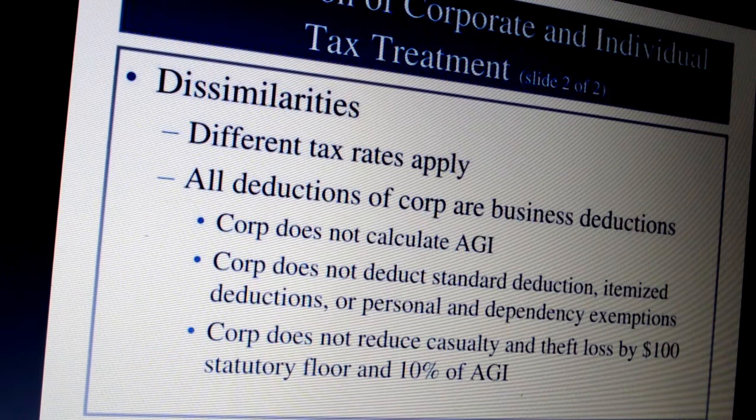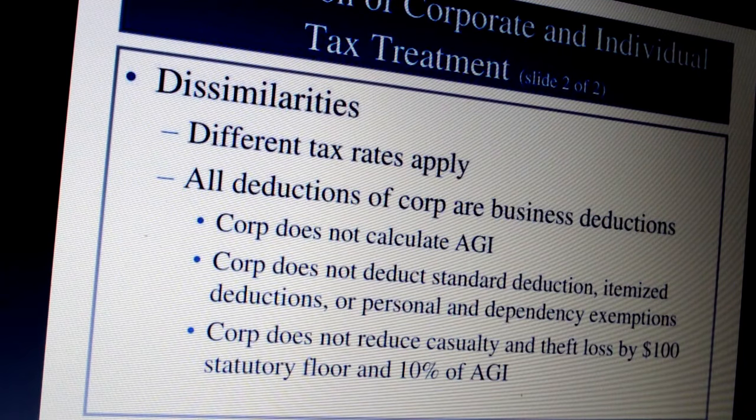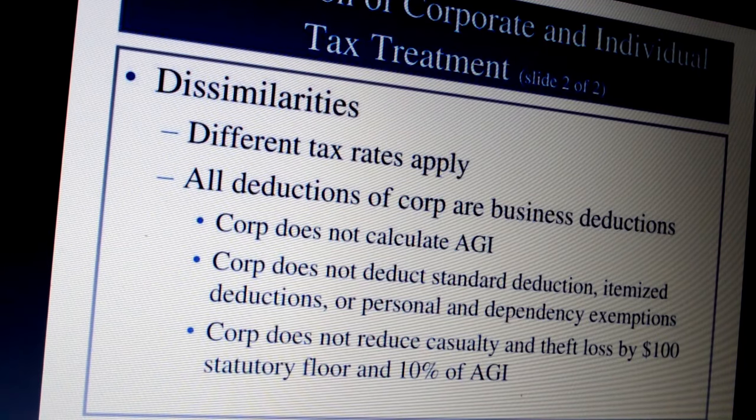Taxable income is computed simply by subtracting from gross income all allowable deductions. Itemized deductions, standard deduction, and the deduction for personal and dependency exemptions do not apply to corporations.